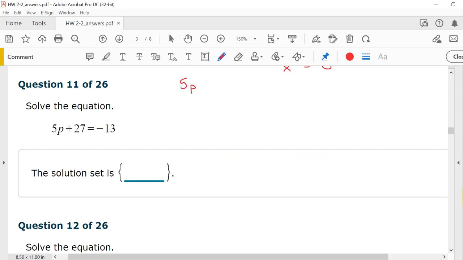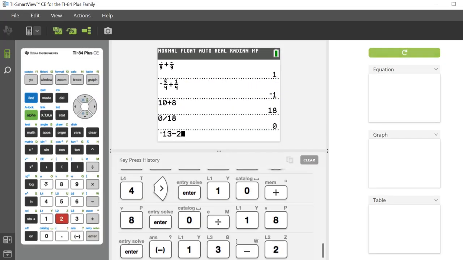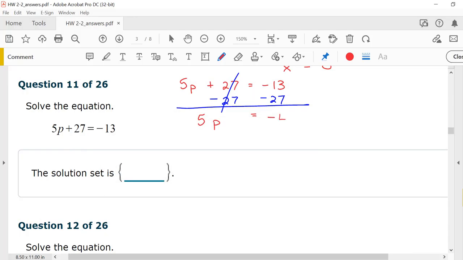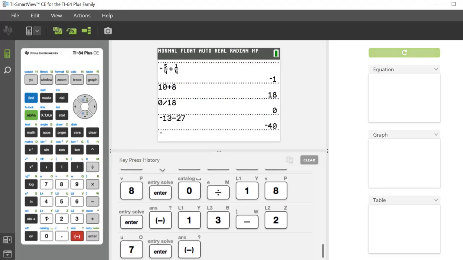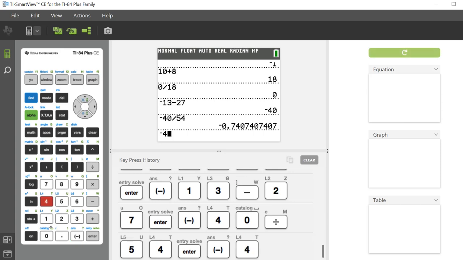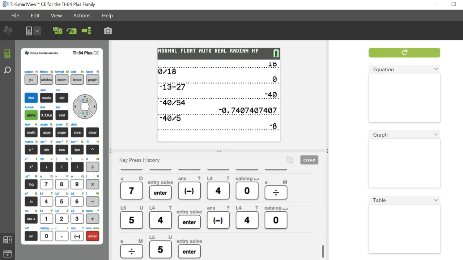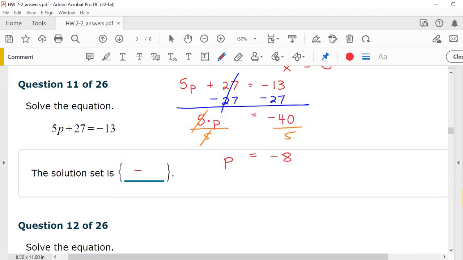Number 11, 5p plus 27 equals negative 13. To get the p by itself, the first thing I need to do is subtract 27 from both sides. 27 minus 27 is 0. 0 plus 5p is just 5p. Negative 13 minus 27 is negative 40. So I have 5 times p is equal to negative 40. Dividing both sides by 5. 5 divided by 5 is 1. 1 times p is p. Negative 40 divided by 5 is negative 8. So the solution set is p equals negative 8.